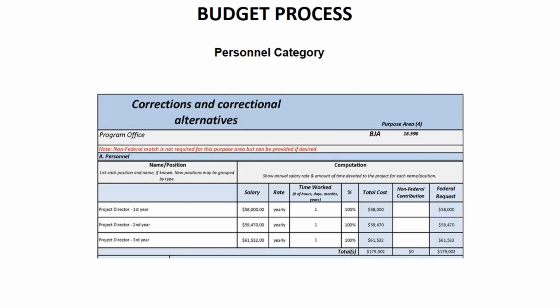This slide just shows an example of what the detail section will look like in the personnel category. You can see the name and the position, and the salary rate. In this particular example, it's an annual salary, the percentage of time they're going to be working on a grant program, and then the total cost column. You can see how the workbook calculates the total cost here.